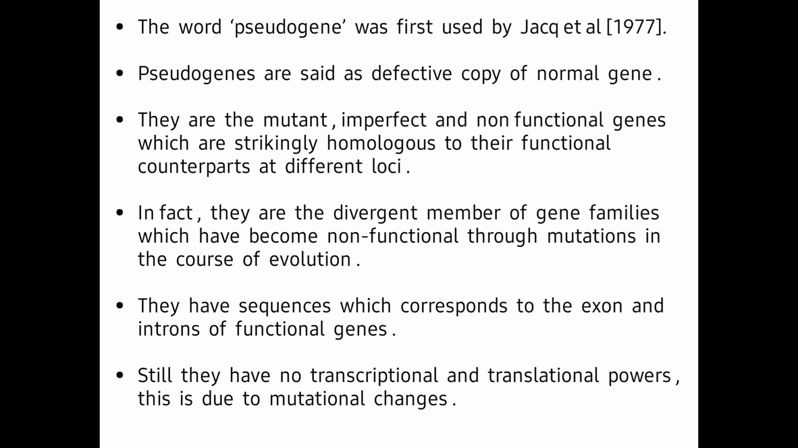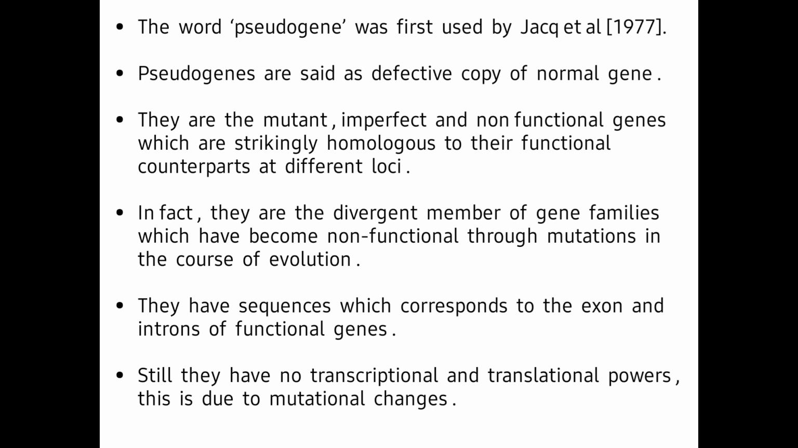In 1977. So, as was said, the pseudogenes are the mutant, imperfect, and non-functional genes which are homologous to the functional genes at different loci. Homologous means the same copy of our original gene, but non-functional, imperfect, and mutant. In fact, it will be a divergent member of gene families. That is, it became non-functional through mutation or in the course of evolution.